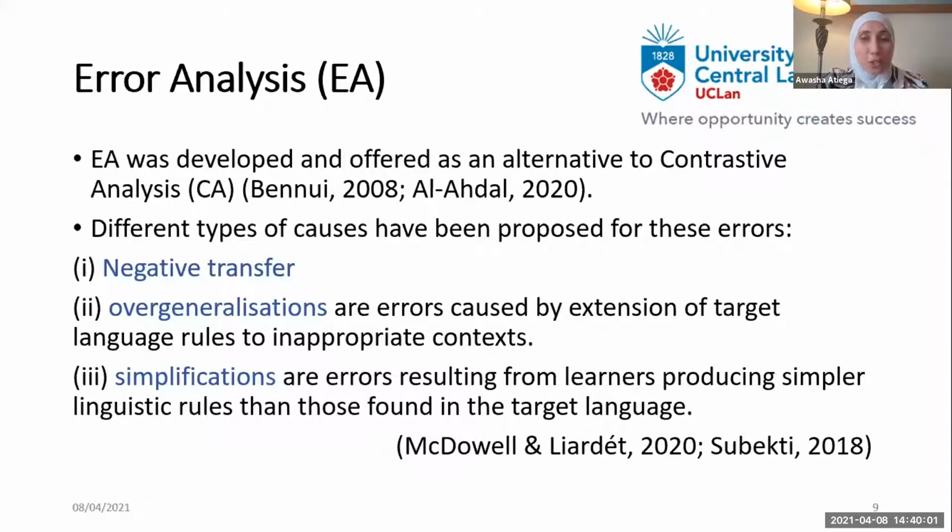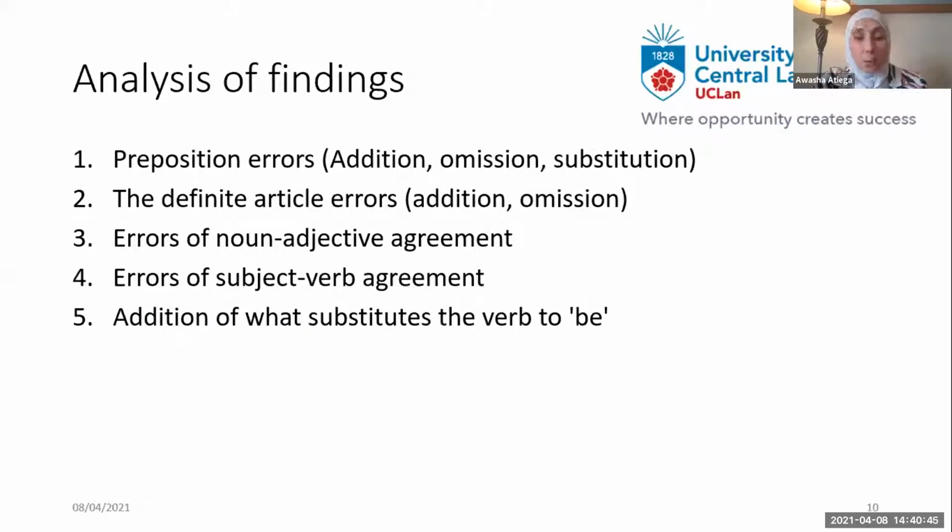It's postulated that due to the typological differences between the target language and the first language, the first language tends to influence learners' L2 performance. Overgeneralization of rules has been given as an explanation of errors caused by extension of some of the target language rules to inappropriate contexts. Simplification of rules is related to errors of learners resulting from producing simpler linguistic rules than those existing in the target language. Now let's look at some of the data gathered for this study and see how this all has been utilized.